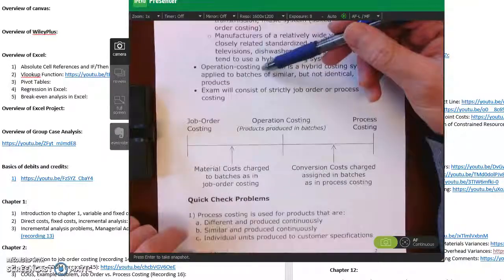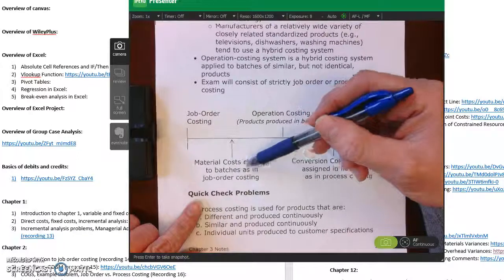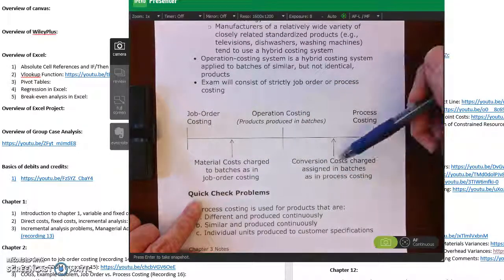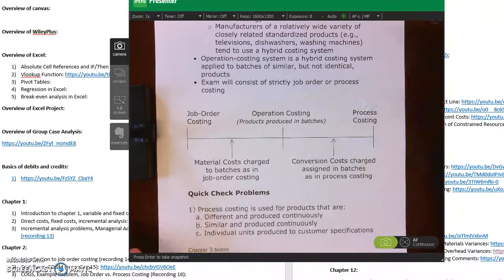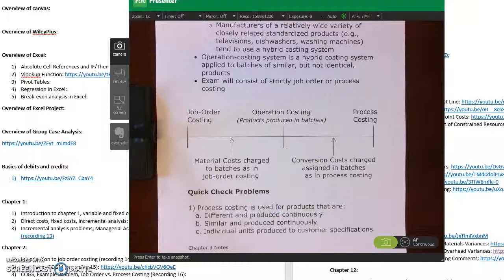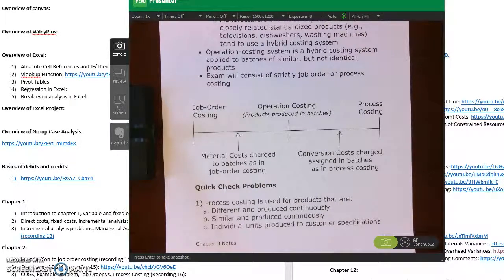So in that case, we would be charging materials to batches as in job order costing, but conversion cost, which is our labor and overhead, would be assigned to batches as in process costing. So I think the take-home message here, and what I want you to really understand, is that some companies use hybrid costing systems. They don't have to use just either or. There are shades of gray, so some companies can use part job order, part process, okay?